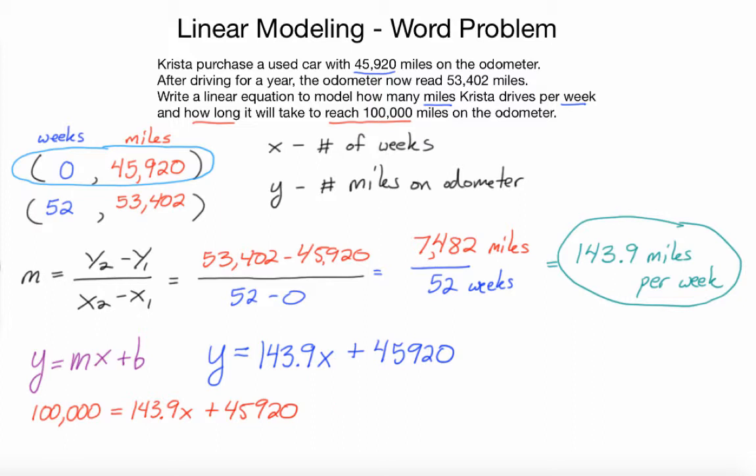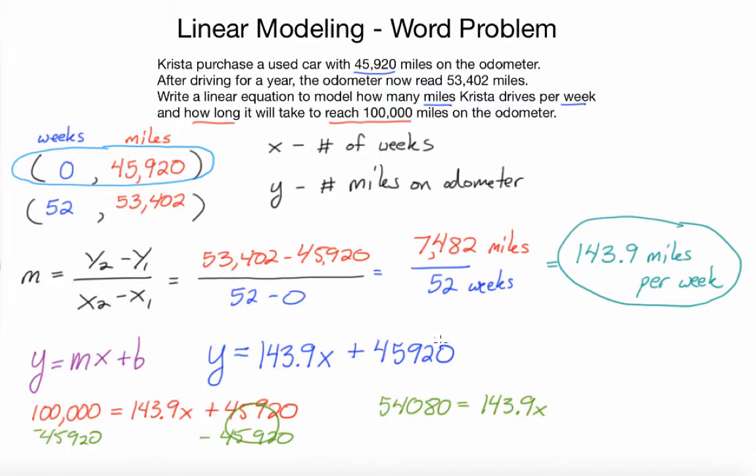All right, so I'm going to run through the steps here. Let's subtract 45,920 from both sides. And so 100,000 minus 45,920. So now we get to 54,080 equals 143.9x. Now all that is saying is just how many more miles does she need to go? So 143.9 miles per week. How many weeks will it take to go 54,080 more miles, because we've already gone some miles.